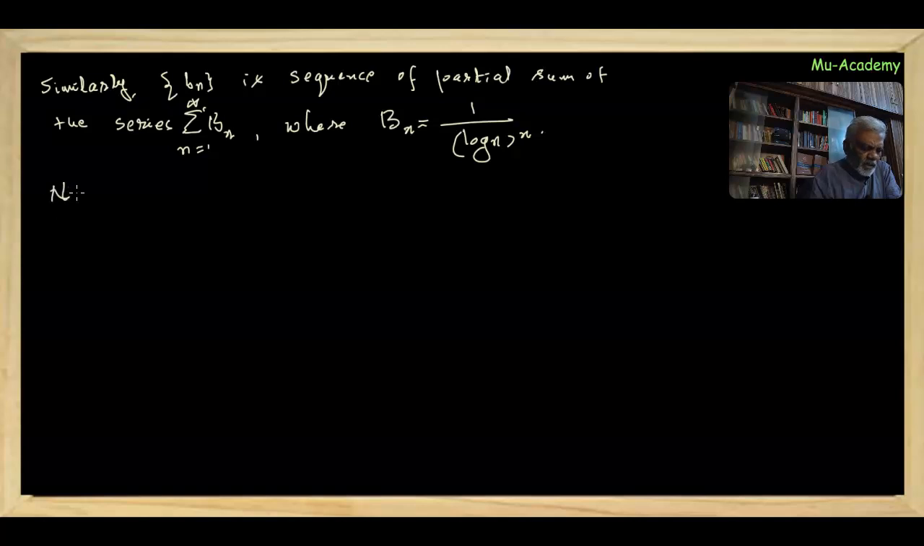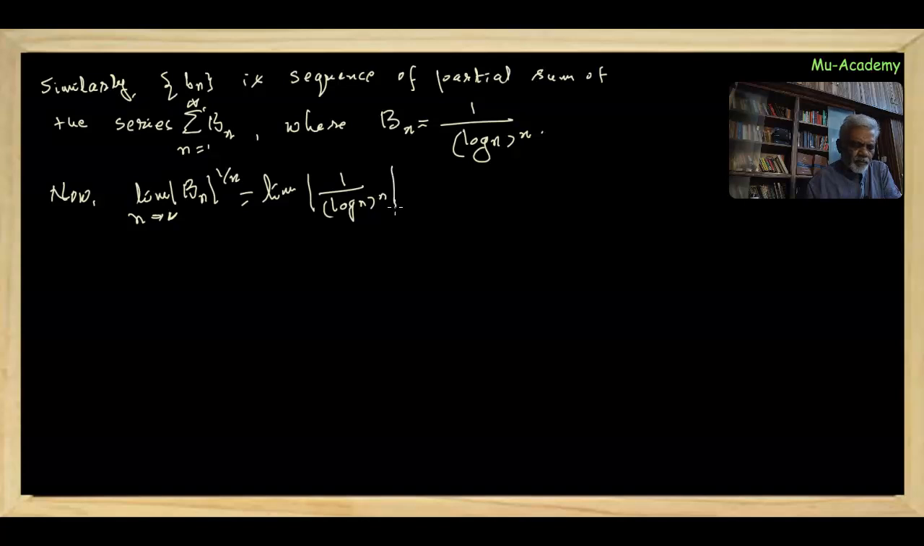Now again, limit of modulus of Bn raised to 1 by n as n tends to infinity equals limit of modulus of (1 by log n raised to n) raised to 1 by n as n tends to infinity, equals limit of 1 by log n as n tends to infinity, which is equal to 0, which is less than 1.